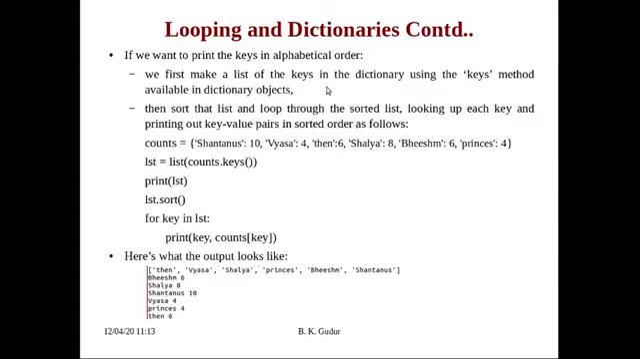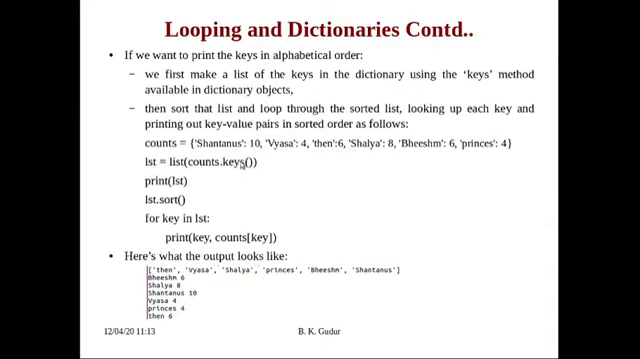So using the keys method, we'll make a list of keys. Later we'll sort that list, and using that sorted list, we are going to print the key value pairs. A simple example is something like this. Here counts is equal to Shantanu 10 times, Vaisya 4 times, and another 6 times. It's not in order.